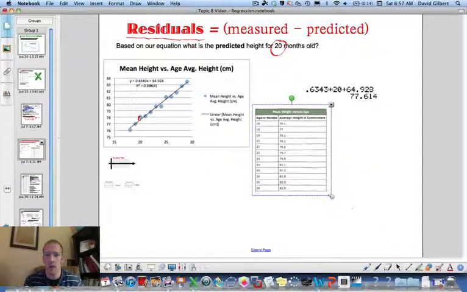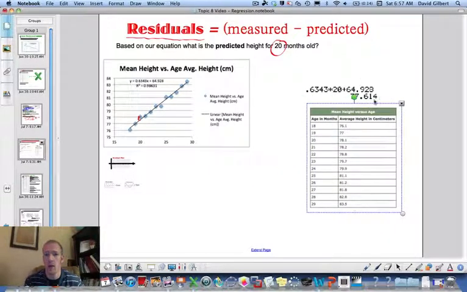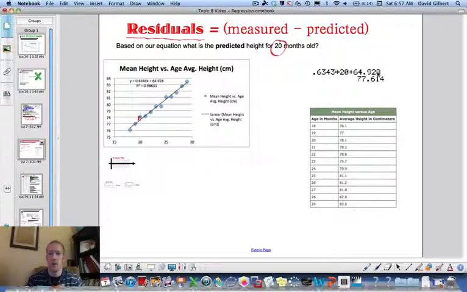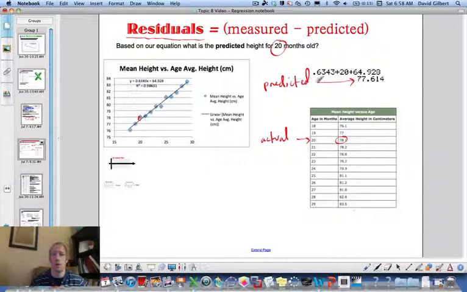So at 20 months, we had 78.1. So here is the actual, because this is what was actually recorded as the average heights, 78.1. Here's our predicted, because we used our equation to get it. So you can use your prediction equation or the regression equation for data inside your range, not just like the 36 months we did earlier.